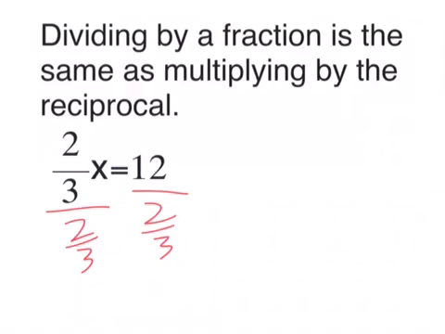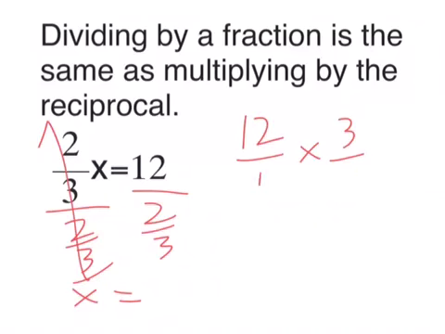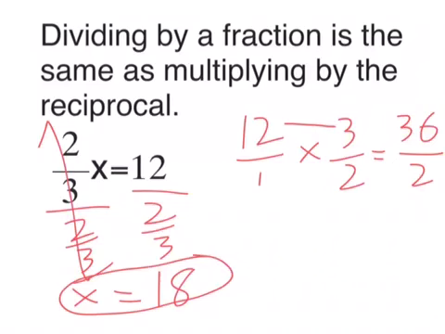2/3 divided by 2/3 is just 1. Those cancel out. And over here, we're doing 12 divided by 2/3. So what is x going to equal? That's what we're trying to find out. 12 divided by 2/3 is the same as 12 times the reciprocal of 2/3, which is 3/2. 12 times 3 is 36. 1 times 2 is 2. And 36 over 2, if we simplify that, we get x equals 18.